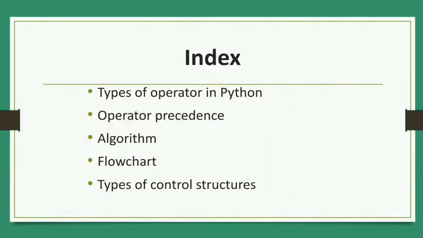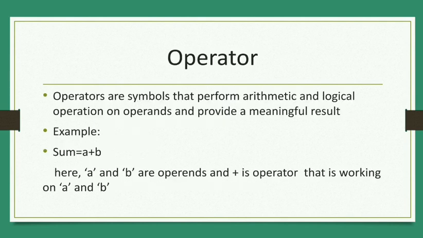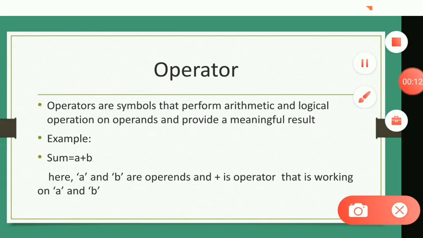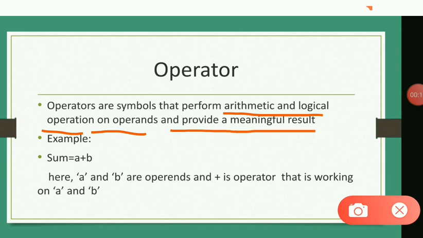These are the headings which we are going to learn in this chapter. So let us begin with our first heading, that is operator. Operators are the symbol that perform arithmetic as well as logical operation on the operands and provide a meaningful result. Means it is used for carrying out various type of the operation on any given operands. It is a symbol that triggers the action on a data is called the operator.